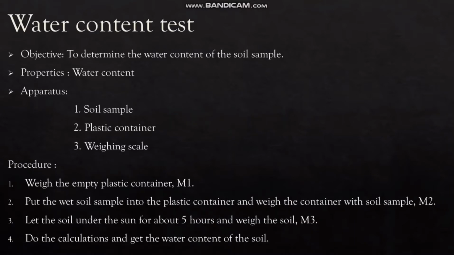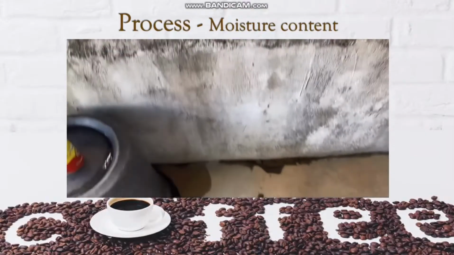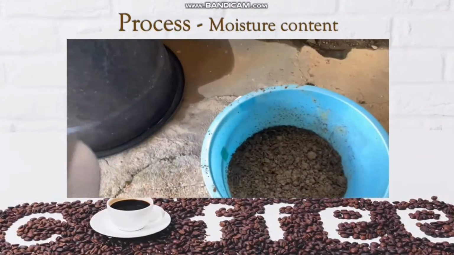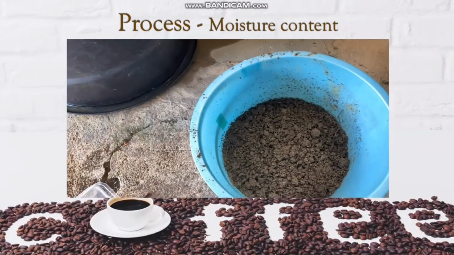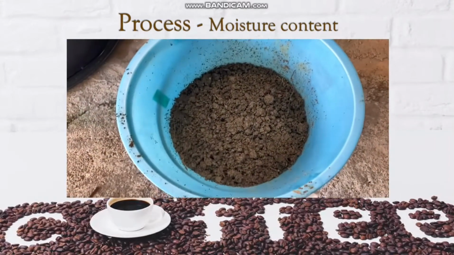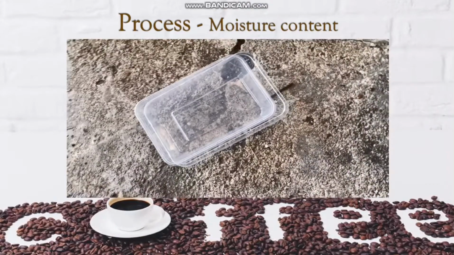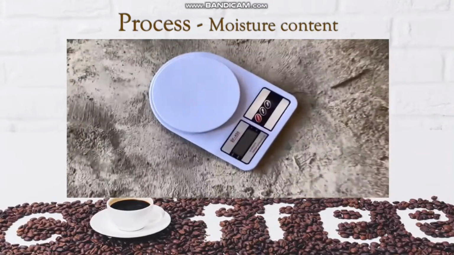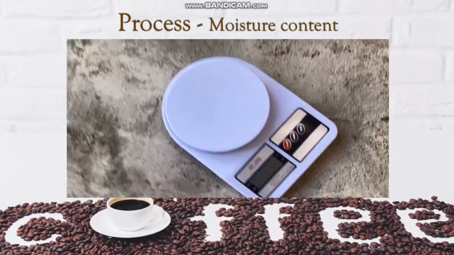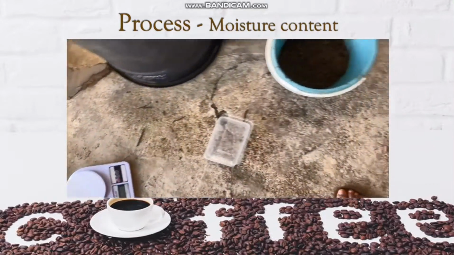For a heads up, the soil sample that I take is from the park near my house. This is the water content test. Objective, properties, apparatus, and procedure have been stated. Okay, now it is time for the water content test. So here we have the soil sample, an empty container, and the weighing scale. So let's start.